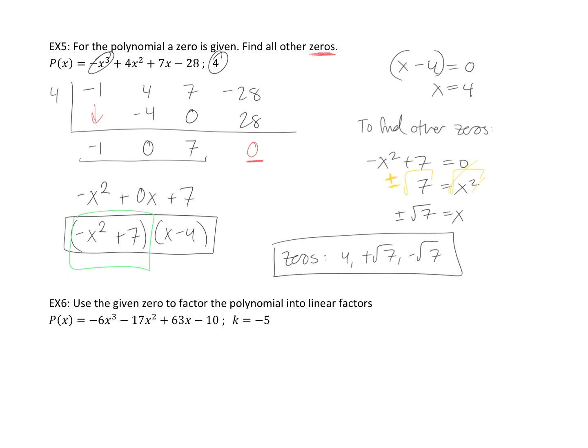So again, how did we find this? Well, first we did the synthetic division. We found the new polynomial when it's divided, and then we set that to 0 to solve for the other zeros.